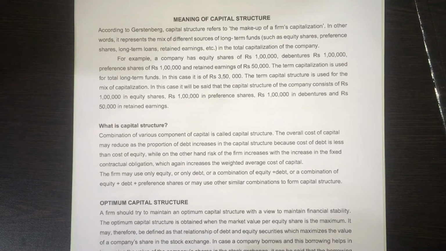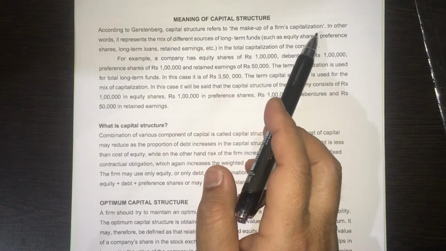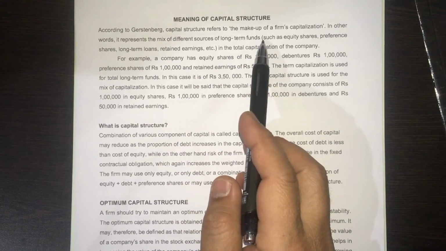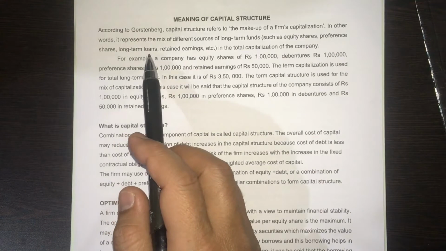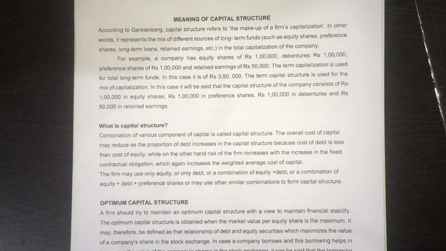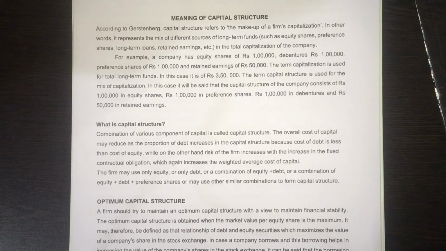Now, what is capital structure? According to Gerstenberg, capital structure refers to the makeup of a firm's capitalization. In other words, it represents the mix of different sources of long-term funds such as equity shares, preference shares, long-term loans, retained earnings, etc. in the total capitalization of the company. So, capital structure is nothing but a proportion of debt and equity. A combination of those various components of capital is called capital structure.